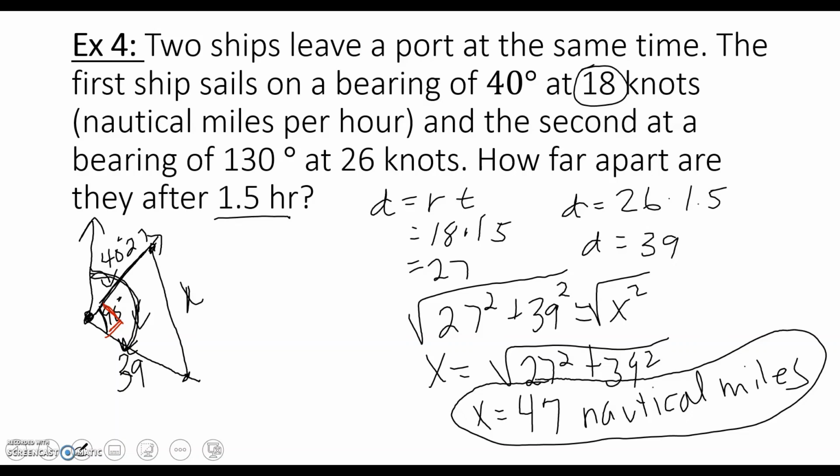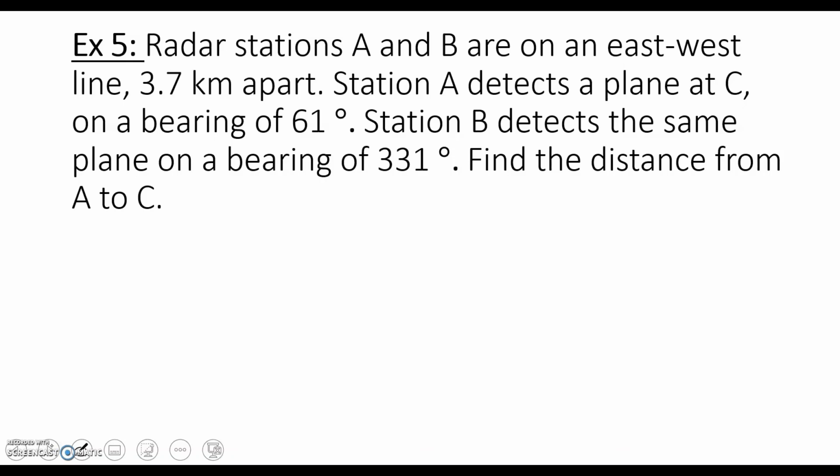Alright, let's look at one more. Example 5. We have radar stations A and B on an east-west line, and I'm just going to go ahead and sketch the picture out as I'm reading through it. So we have a station A and a station B. They're on an east-west line. That means they're on a horizontal line together. And they're 3.7 kilometers apart.